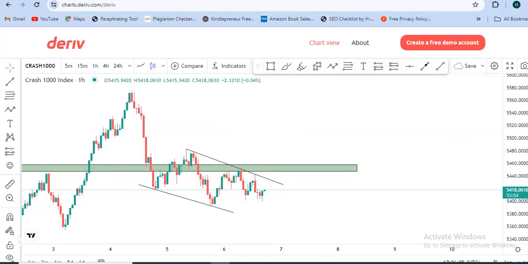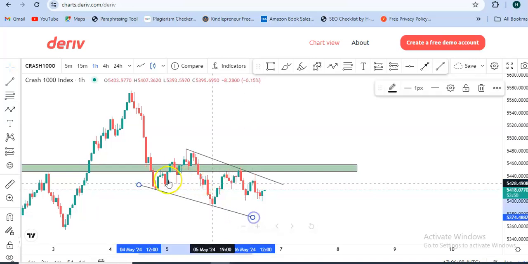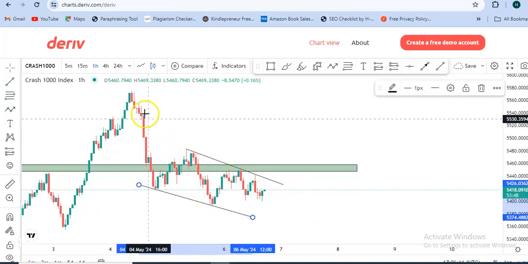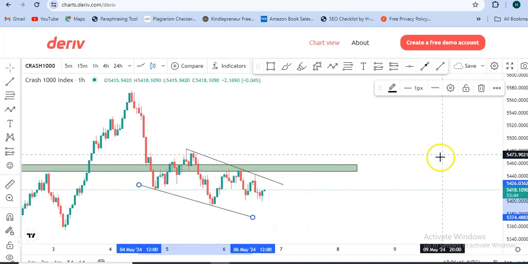You can see the structure here. All right, so the market is actually giving us lower highs and lower lows. You know, this is the impulsive move to the downside, and this is the lower highs and lower lows.